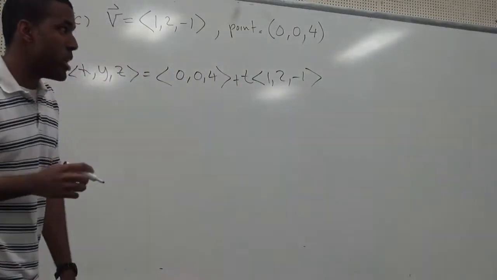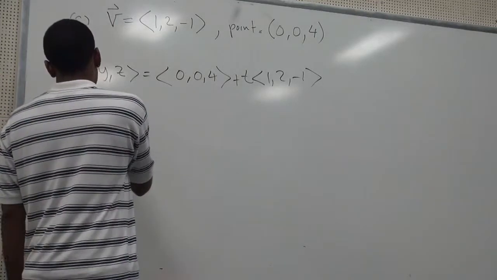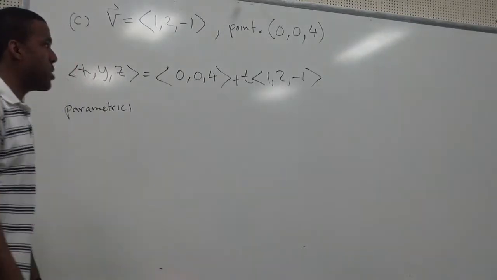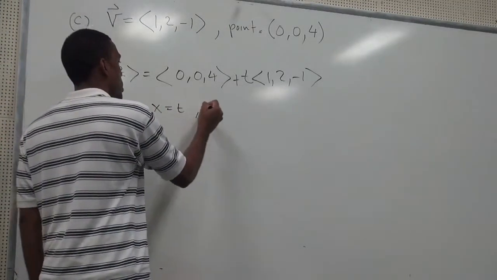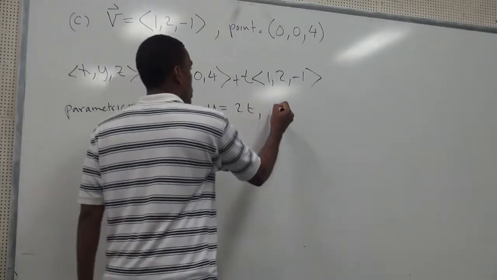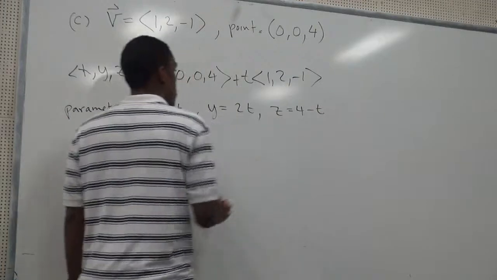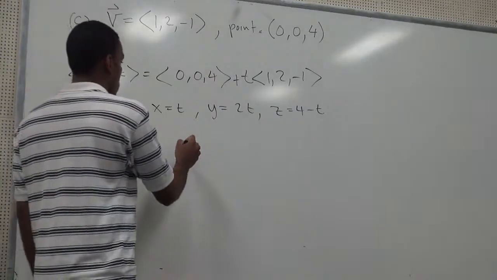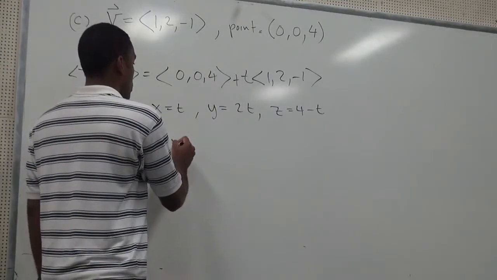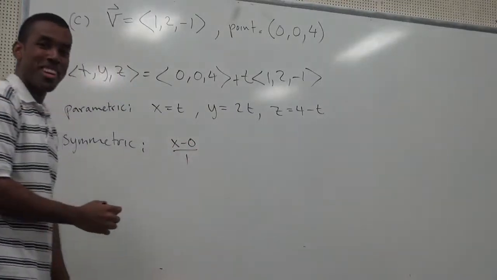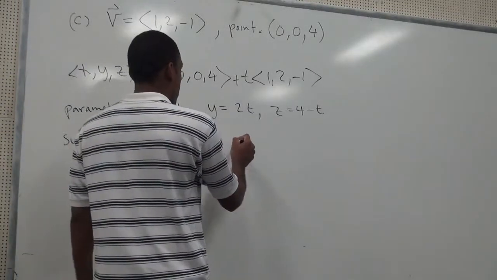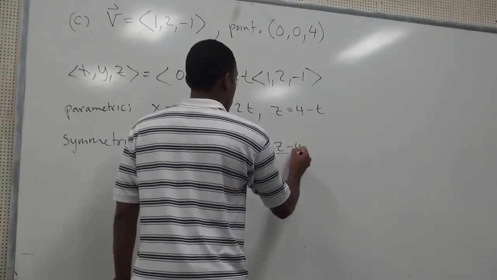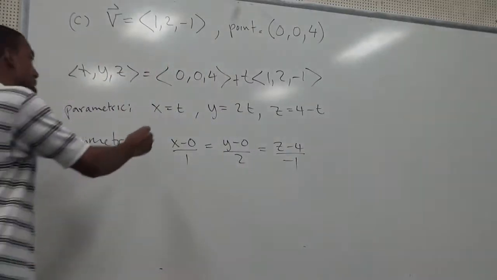And they said write it in the symmetric form, right? So you can just review as well. Parametric would be what? x equals t, y equals 2t, z equals 4 minus t. And so after that, it's easy to go to the symmetric. x minus 0 over 1, right, if you want to be pedantic about it, yes, x minus 0 over 1 equals y minus 0 over 2 equals z minus 4 divided by minus 1. And that's the one there.